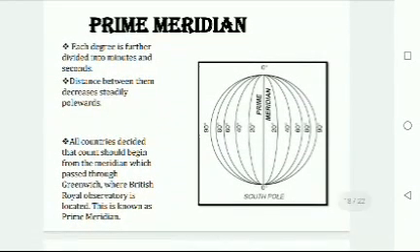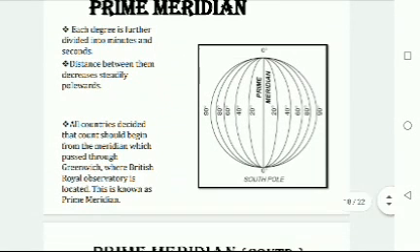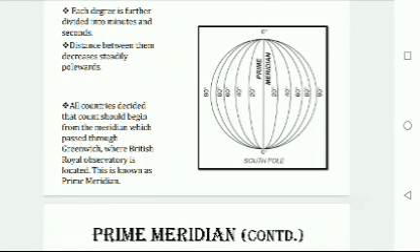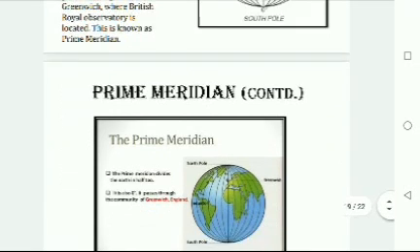So all countries decided that they have to follow a standard time. So how did they follow it? All countries came together and decided that the counting of time should start from Greenwich Mean Time. That's a place in London, where we have the British Royal Observatory, and the line that passes through it is known as the prime meridian.